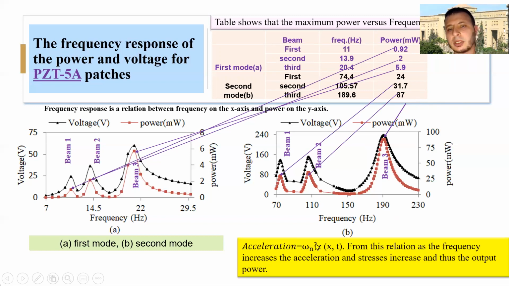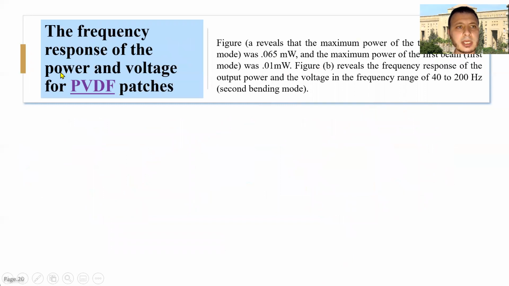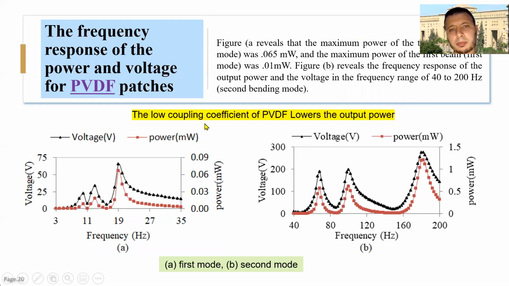Acceleration equals omega n squared z. From this relation, as the frequency increases, the acceleration and the stress increase, thus the output power. Frequency response of the power and the voltage of the PVDF patches. The low coupling coefficient of PVDF lowers the output power.